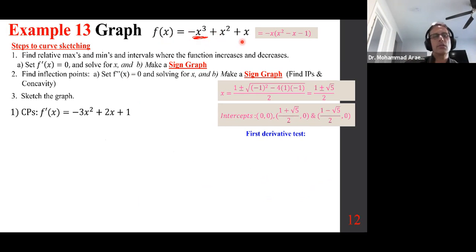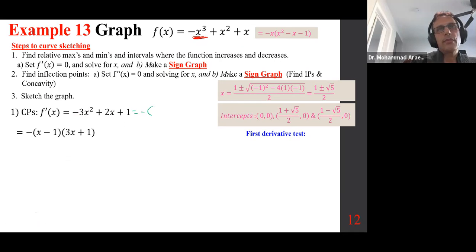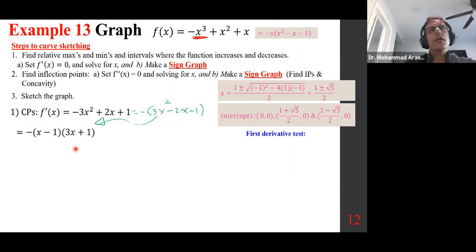We need to set this equal to 0. To do that, it's good practice not to have a negative here. So we factor out the negative, we do the factoring. I'm assuming we are okay with factoring. If you want, we can write this as minus (3x squared minus 2x minus 1). This is for the sake of factoring. Okay, everybody. So setting this equal to 0, x is either 1 or negative 1/3.